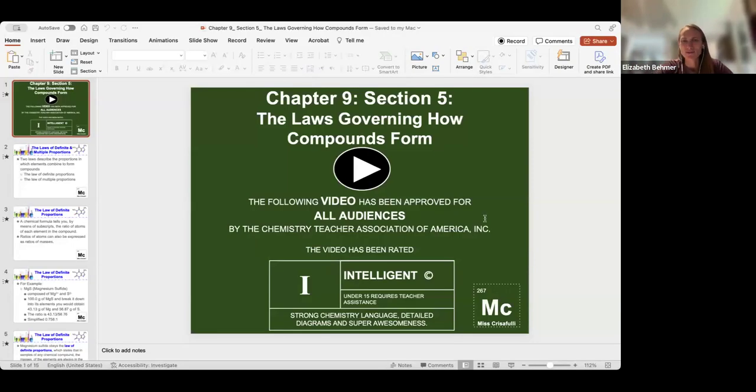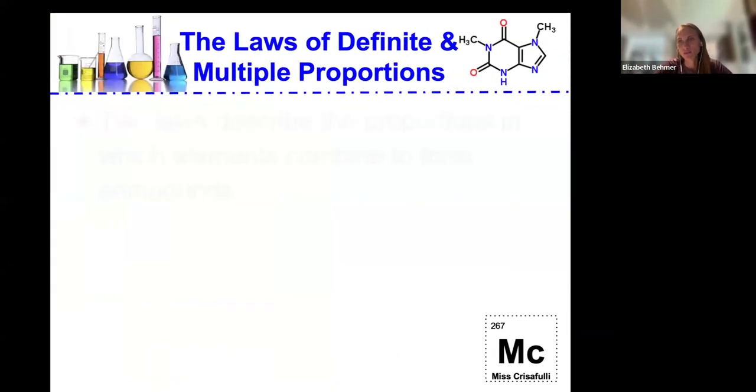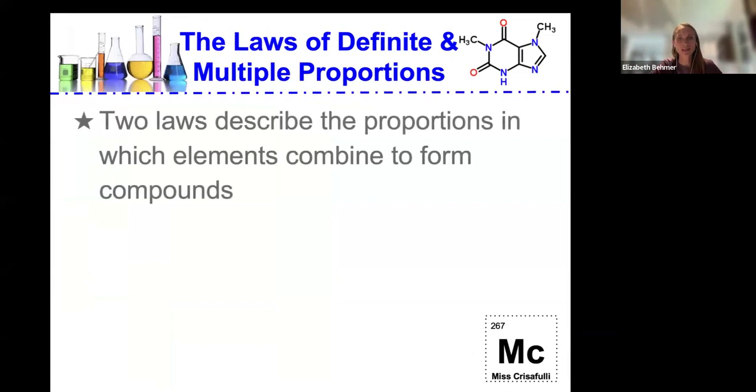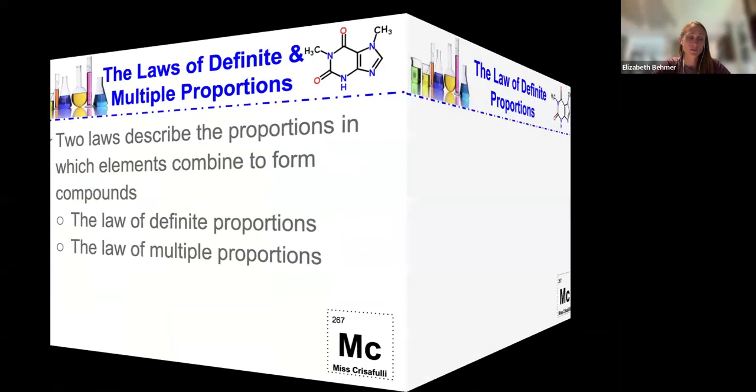All right, so we get to our final section in chapter 9, which talks about the laws governing how compounds will form. So the laws of definite and multiple proportions. We have two laws that describe the proportion in which elements combine to form compounds: the law of definite proportions and the law of multiple proportions.